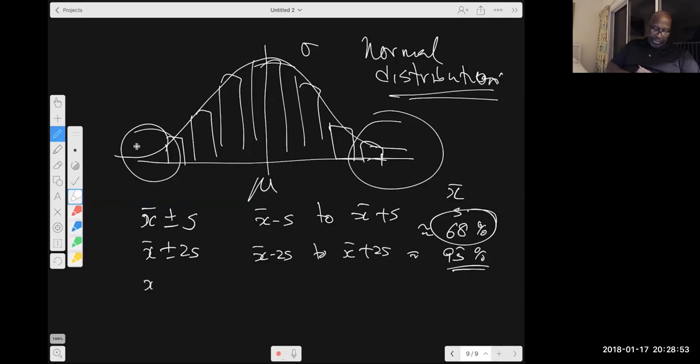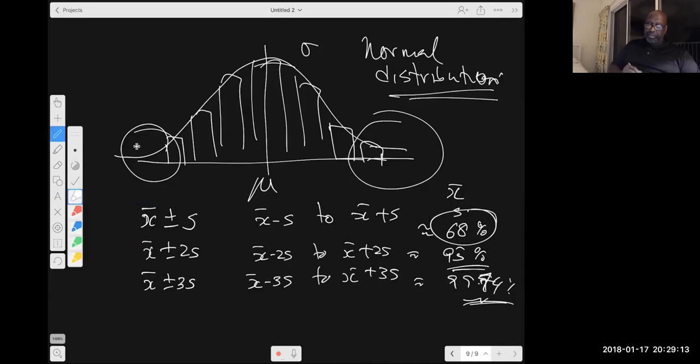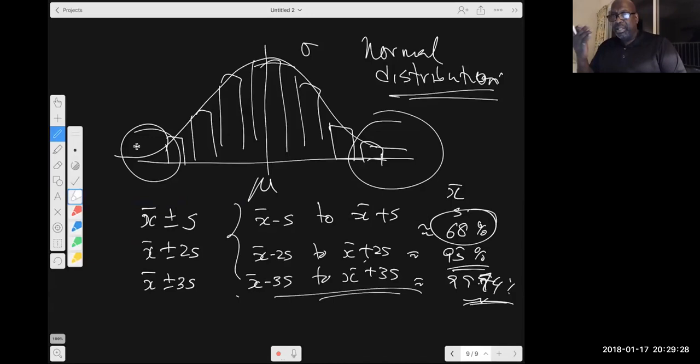And then if I take 3 standard deviations, in other words, X bar minus 3S to X bar plus 3S, we should get 99.74%. Almost all of the data in our sample should be in that range, if the data came from a bell-shaped curve. All right? That's called the empirical rule. Now you might say, well, yeah, but why is that important?